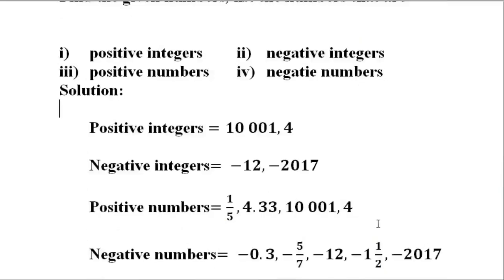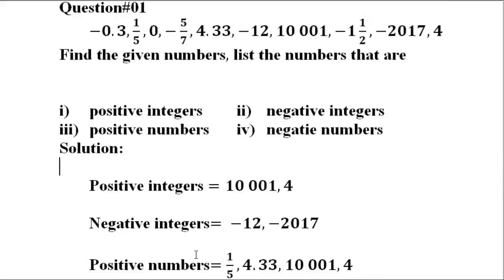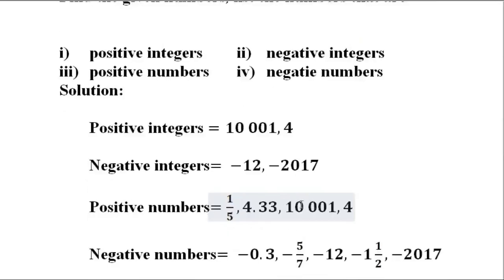Now we will separate positive integers, positive numbers, and negative numbers from the given set of numbers. So first I will separate the positive integers. We know that the set of integers contains 0, positive integers, and negative integers. This set does not include fractional numbers or decimal numbers.